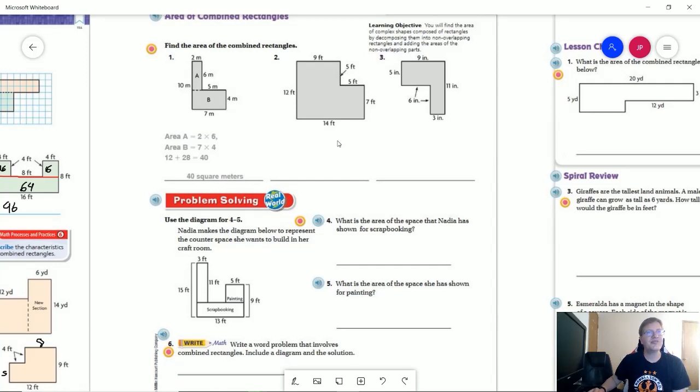I would suggest for most of these, like for number 3, that it would probably be easiest to just go ahead and split it up, because you would not have to find any other measurements. We would do 9 times 5 for the top, 6 times 3 for the bottom.